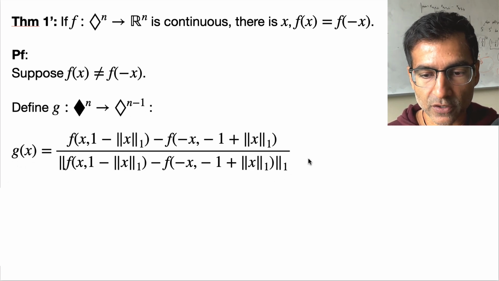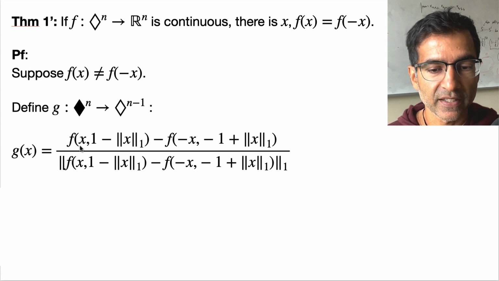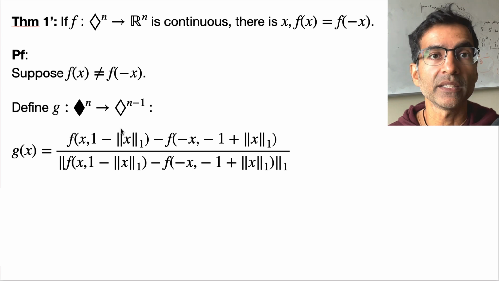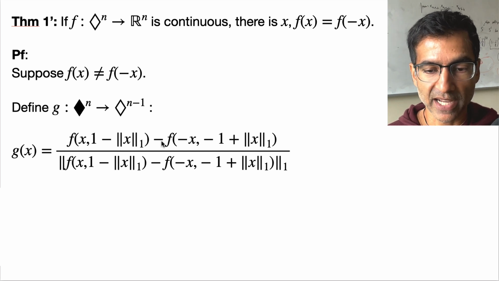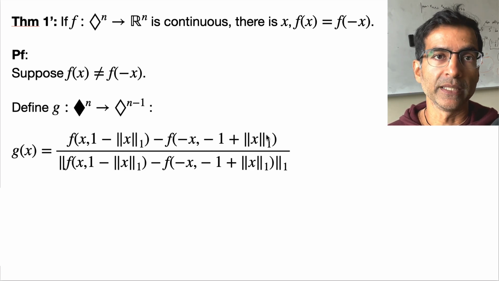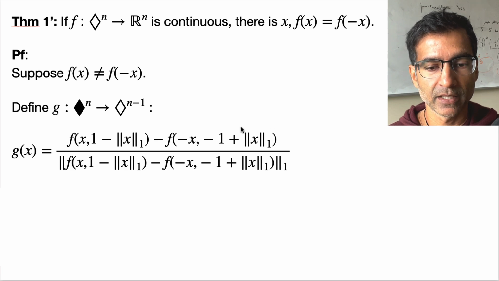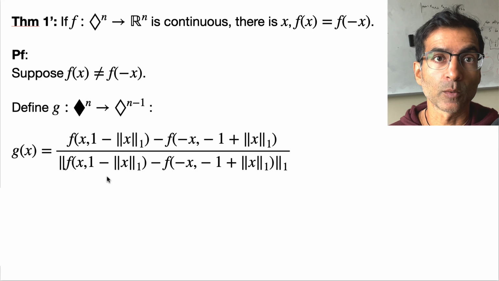And g is defined as follows. So g will evaluate f at x, and I have to create one more coordinate, and the last coordinate will be 1 minus the L1 norm of x. Minus f of minus x, and the last coordinate now will be minus 1 plus the L1 norm of x. And then we'll divide the entire expression at the top by its L1 norm.